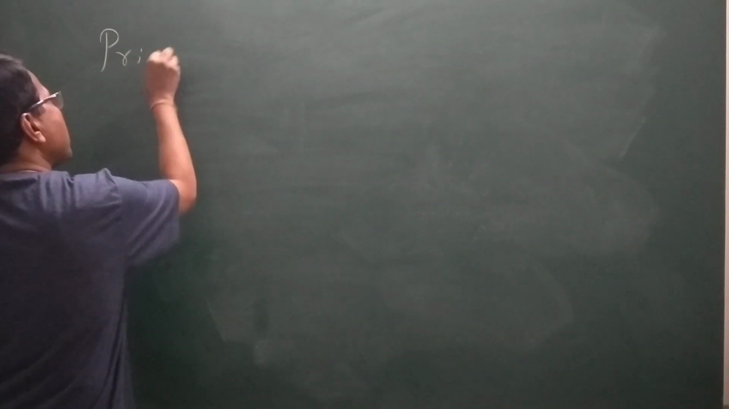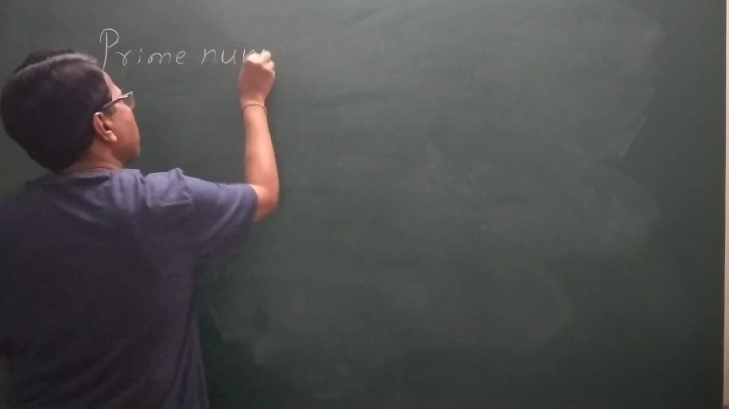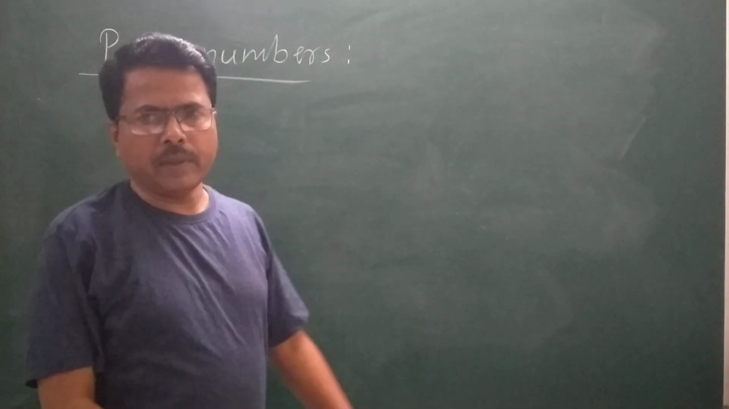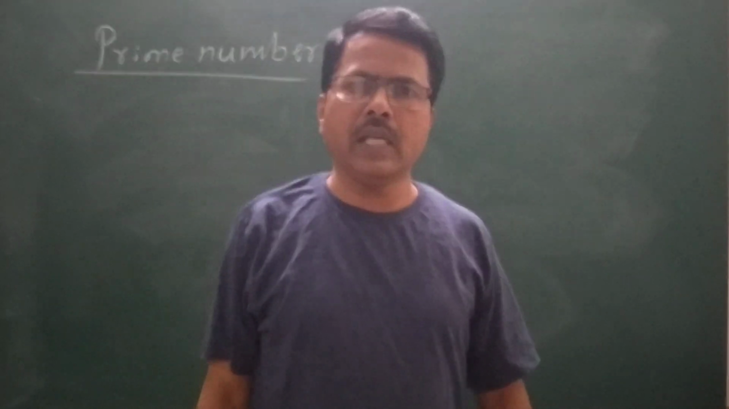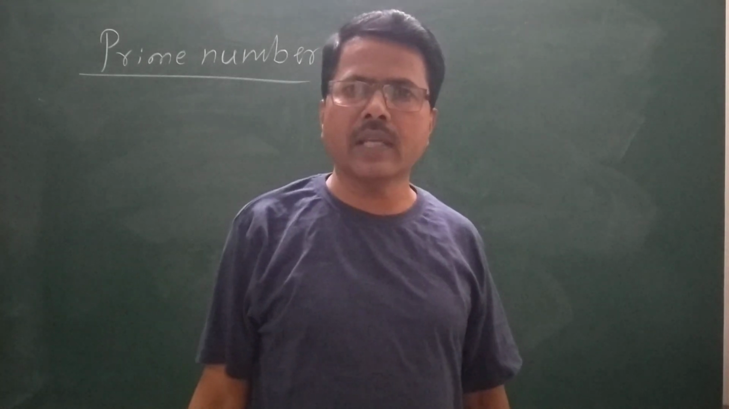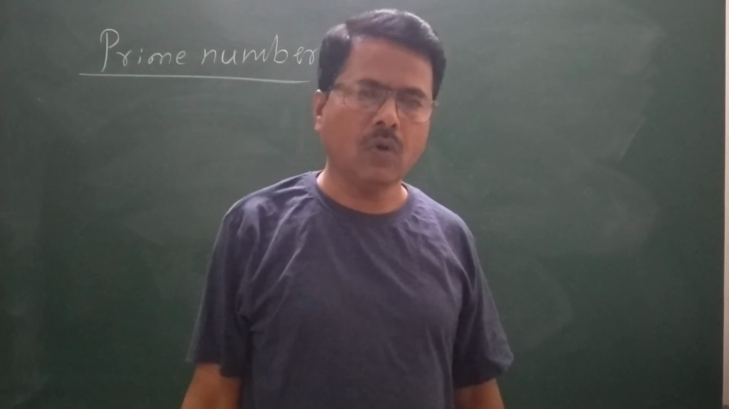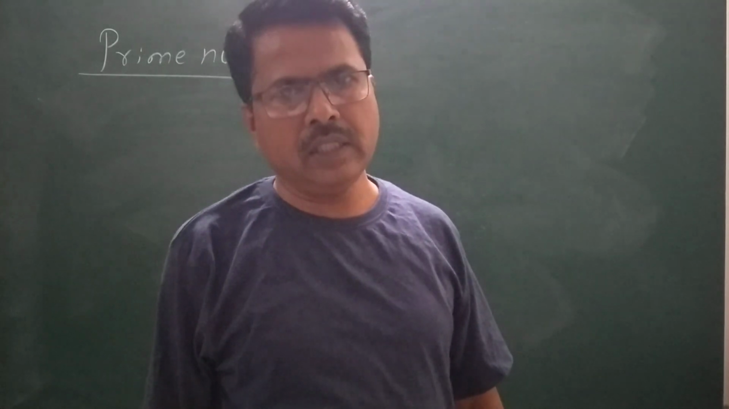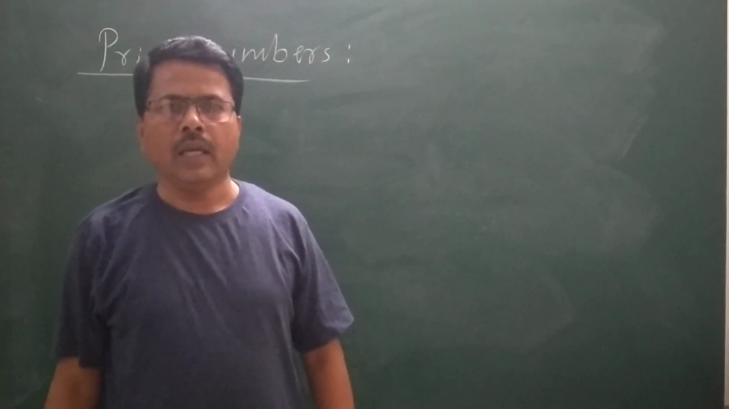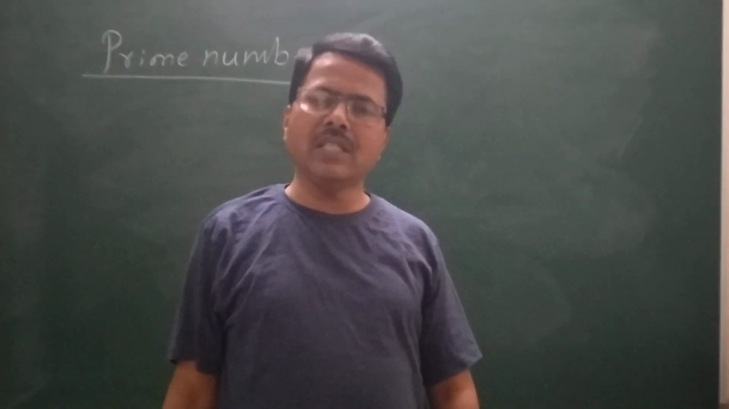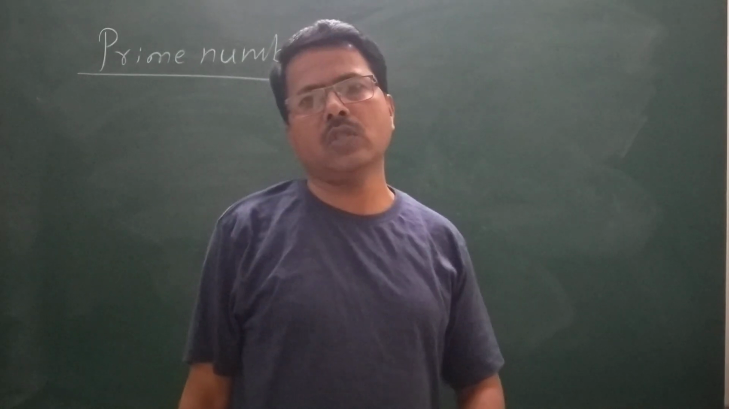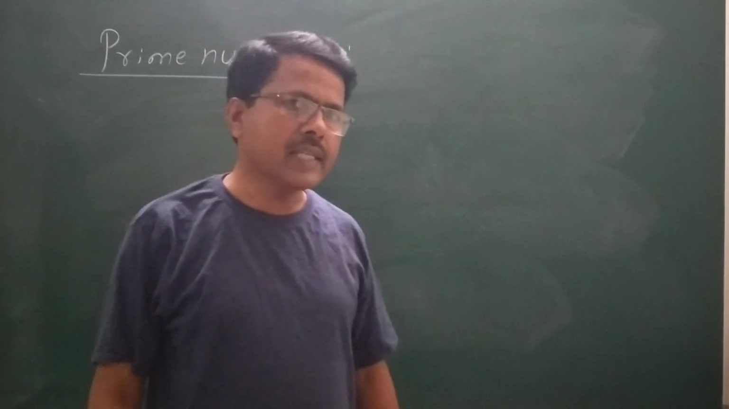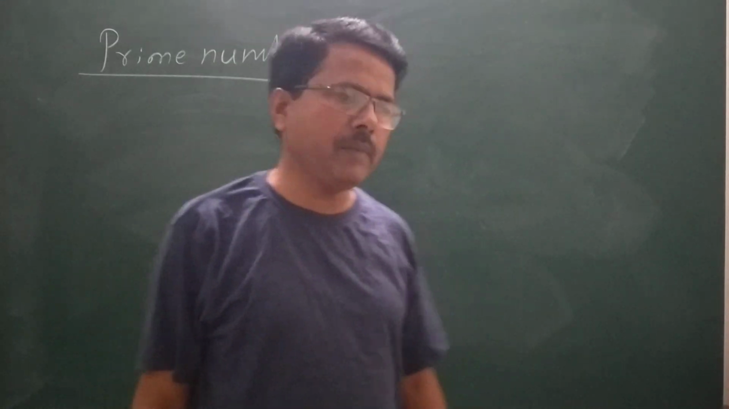Prime number. What is a prime number? The number which has only two factors is called a prime number, or the number which has only two divisors is called a prime number. A number which is divisible by itself and 1 is called a prime number.